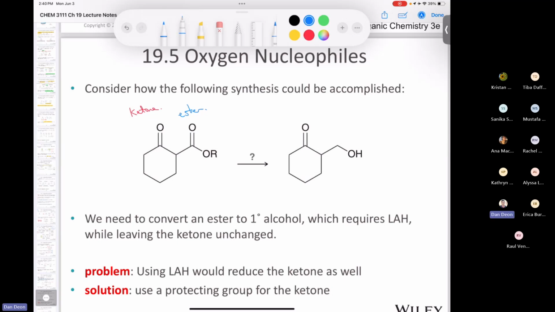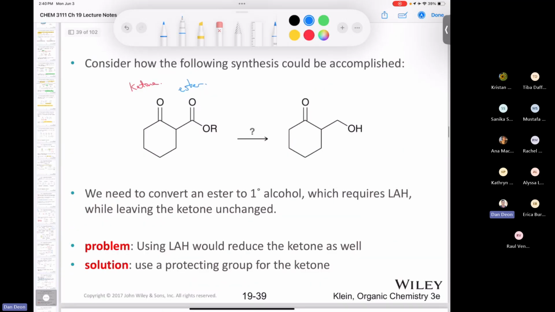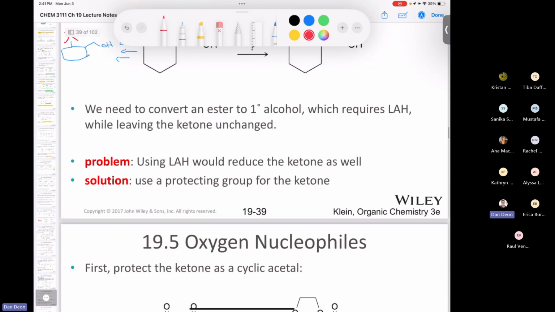It's a good reaction, but the problem with that is if I just took this compound and treated it with LAH, followed by aqueous workup, what I'm going to get would be this. I'd reduce this to an alcohol, and I'd reduce this to an alcohol. So what if I don't want to reduce that? What do I do? Well, the answer is I protect the ketone as an acetal. Then I can selectively reduce the ester with lithium aluminum hydride. Then I can remove the acetal with dilute sulfuric acid. So let's take a look.